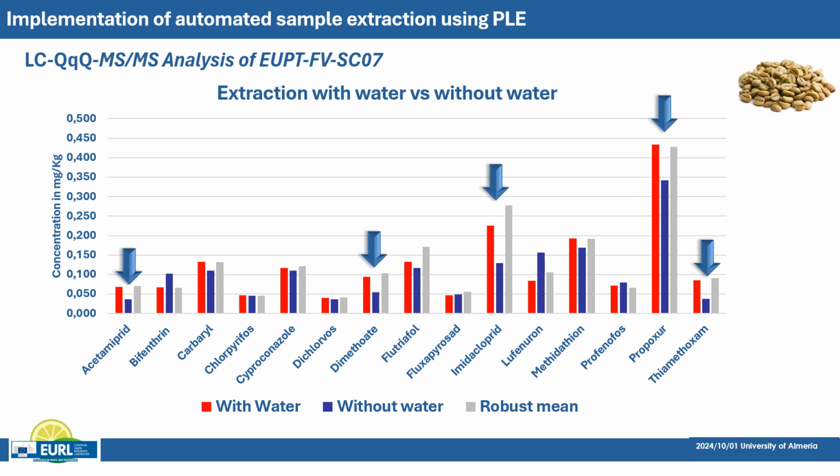Finally, the importance of a hydration step in the extraction to extract compounds with higher polarity has been assessed. Analyzing the PT sample, it has been observed that without the hydration step, compounds such as acetamiprid, dimethoate, imidacloprid, propoxur, and thiamethoxam are only half recovered.